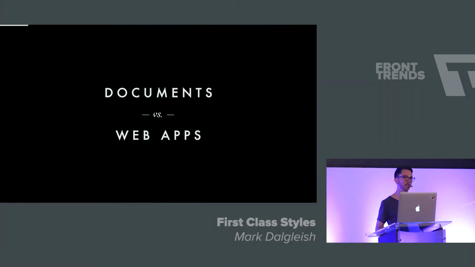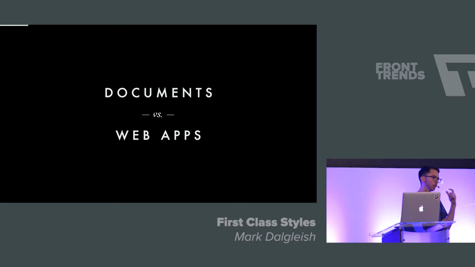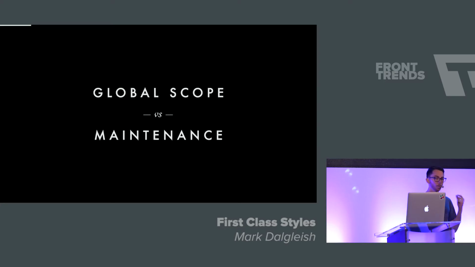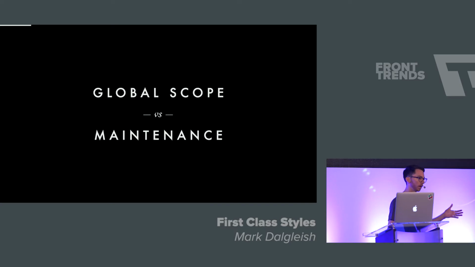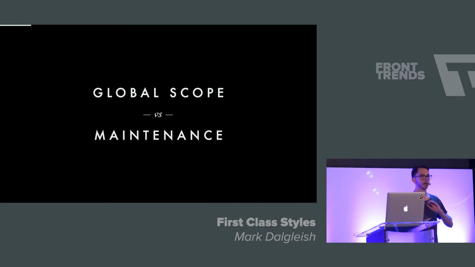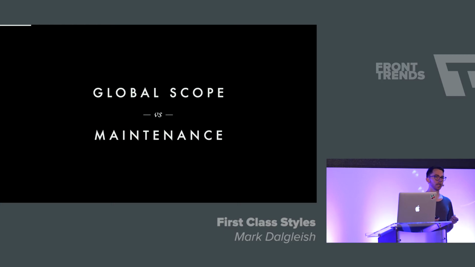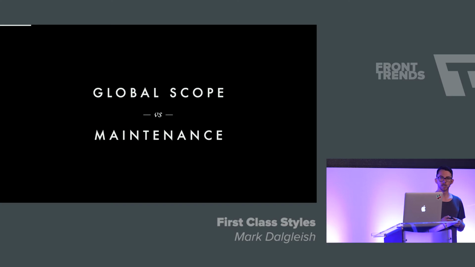But I think over time what we've come to realize is that there are two very different mindsets when it comes to styling on the web. You've got the world of documents and the world of web apps. Obviously there can be some overlap, but they can be very distinct from each other. Because when you're working in the world of documents, what you want is to think about a global scope of the entire document. You want to be able to restyle every header, every paragraph, every bullet list. But when it comes to complex applications full of nested components, what you really want is to have a higher degree of maintenance, the ability to encapsulate the different sections of your page from each other and style them independently.